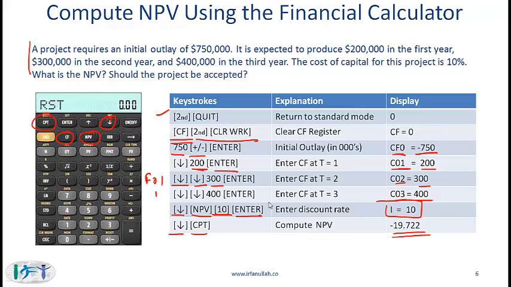A negative NPV, as I have emphasized before, means that the present value of the future cash flows is less than the investment. So that clearly is a bad thing, because if you are spending more money relative to what you will be getting, then clearly that project should not be executed. The answer to this question, should the project be accepted, is clearly no.